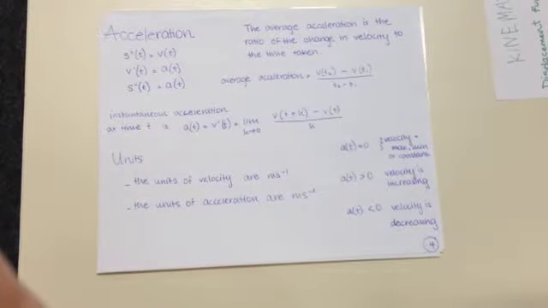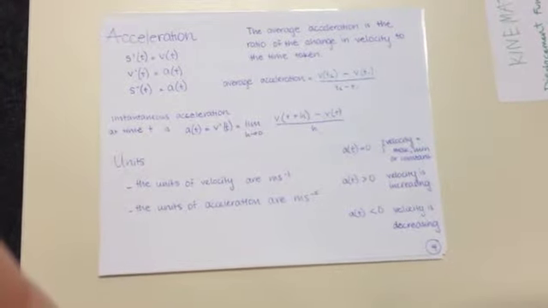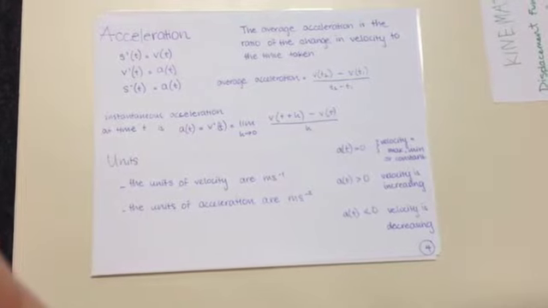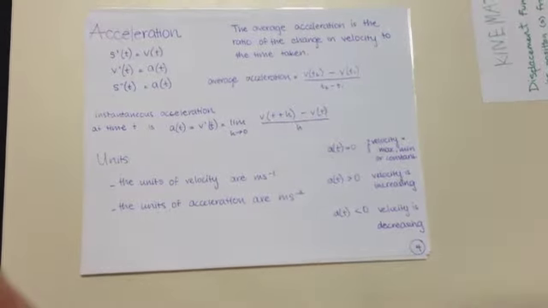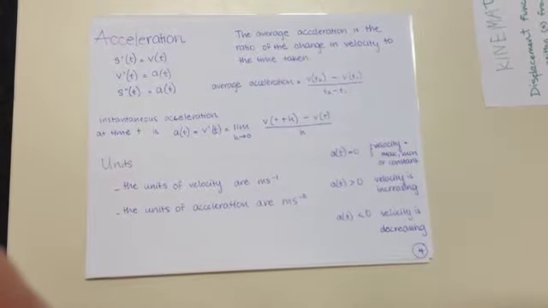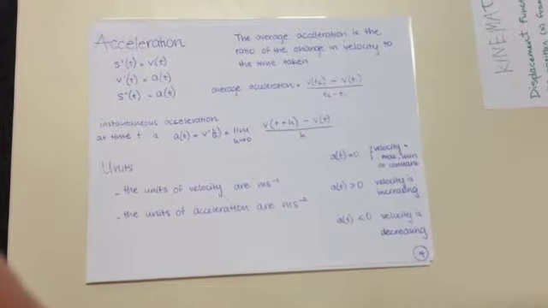Acceleration equals 0, the velocity is at its maximum, minimum, or it is constant. Acceleration is bigger than 0, the velocity is increasing. Acceleration is smaller than 0, velocity is decreasing.